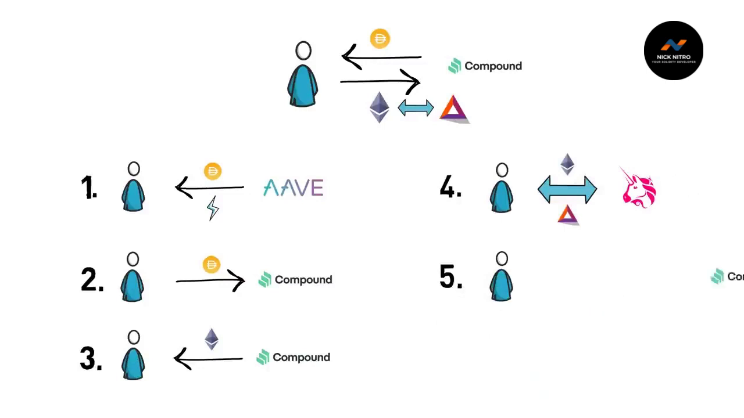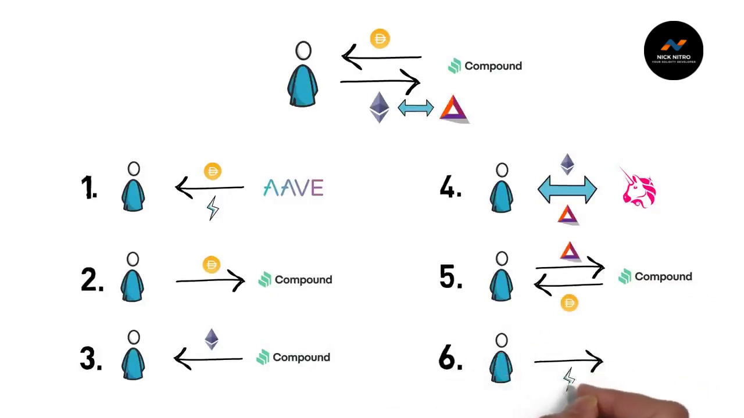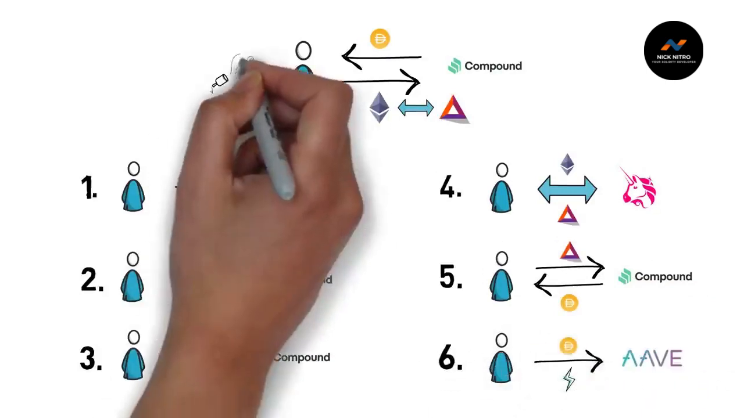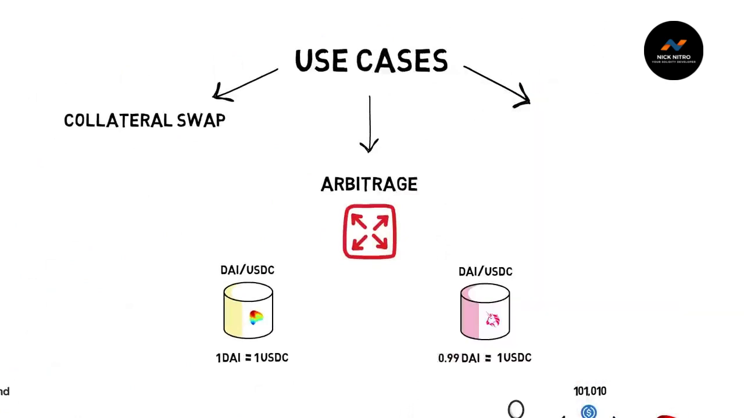Supply BAT as collateral on Compound. Borrow DAI against your BAT collateral. Repay flash loan with borrowed DAI plus fees. Congrats! You just swapped your collateral from ETH to BAT and paid 0.09% of the borrowed amount for this. The last but not least example is self-liquidation.